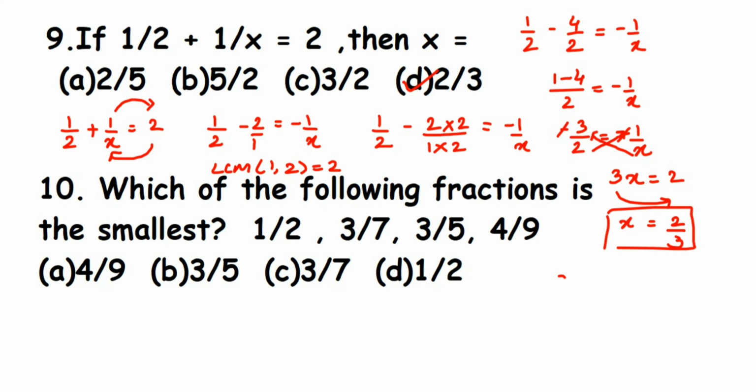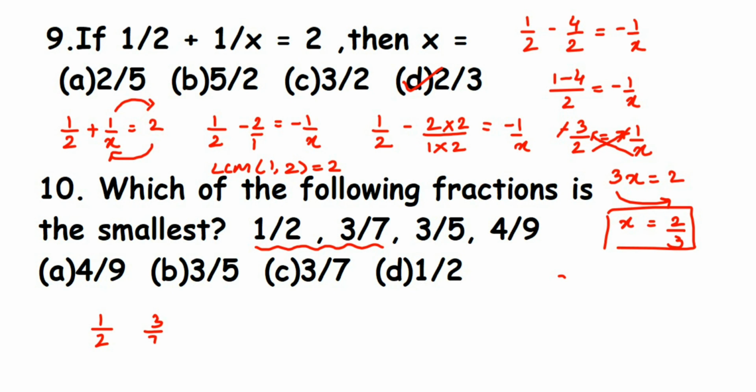Now this is the last question we're solving here. In the last question we have: which of the following fractions is the smallest one? Now we have 4 fractions given here. We have to find the smallest one. So there's an easy way to do it. You don't have to take the LCM of the denominators, make them the same and compare the numerators. It's a long procedure. What I'm going to do is take the first two fractions and see which one is smaller.